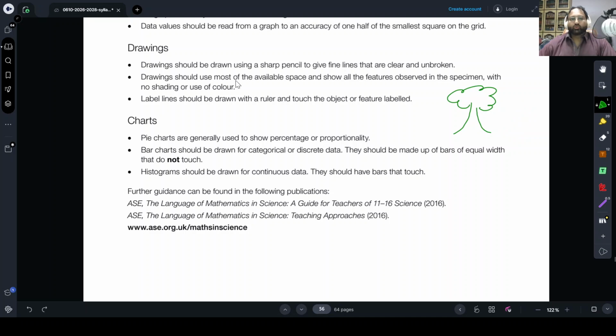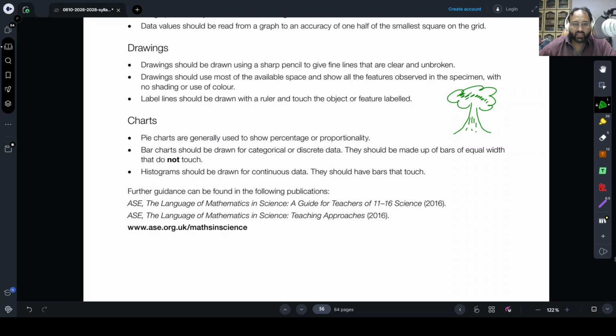Drawings should use most of the available space and show all the features observed in the specimen, with no shading. You don't need to shade. I don't need to go, oh, this is a darker shade of green. This is not an art class. So what you basically need to do is draw an outline. If there are certain features that are given in the image on the paper, then you need to represent those features in your sketch as well.